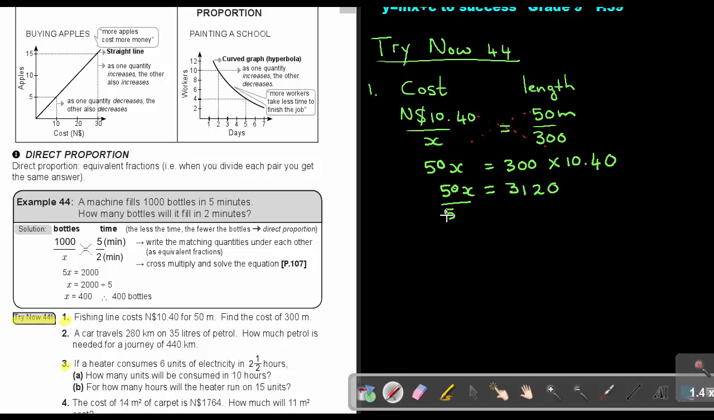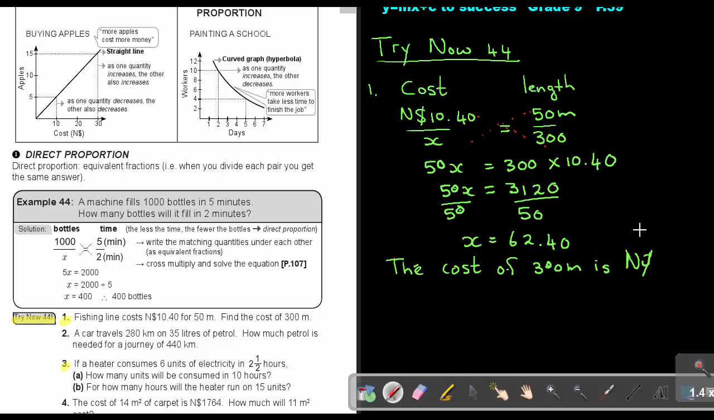Now think of equations. To get x, 1x, I divide by 50 and I divide by 50, and I will get that the value of x will be 62.40. So the cost, let's just write it nicely, the cost of 300 meters is Namibian dollar 62.40. Okay.